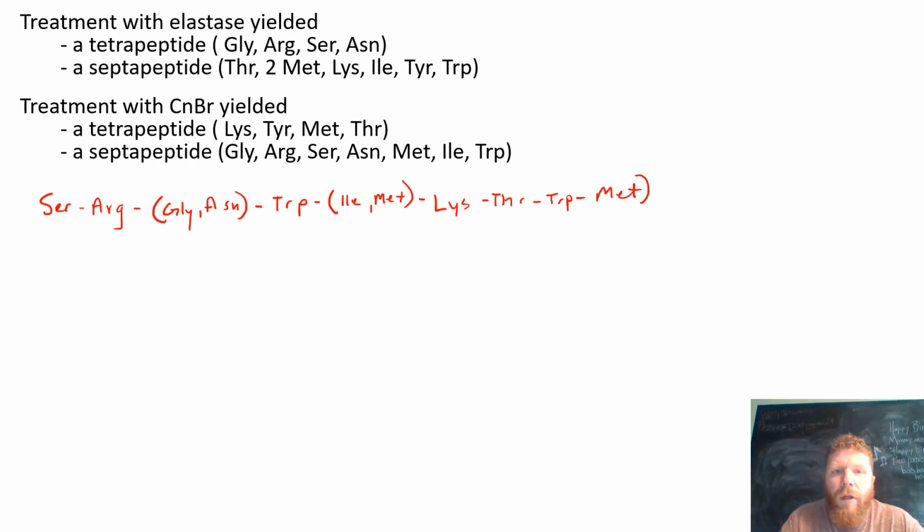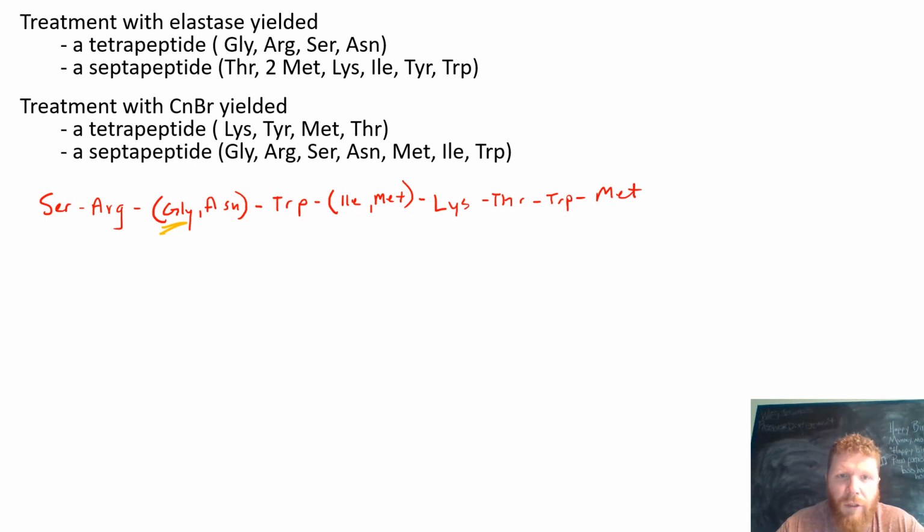Now, when we look at this information and we compare it to our treatment with elastase, okay, elastase is going to cut after a glycine and alanine. What we need to do is find those residues in this polypeptide that we've proposed. We have glycine. Do we have any alanines? No, we don't.